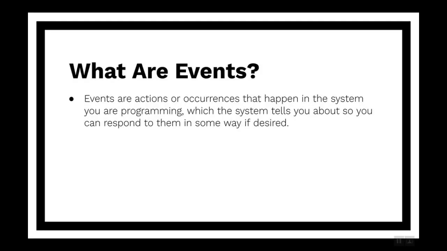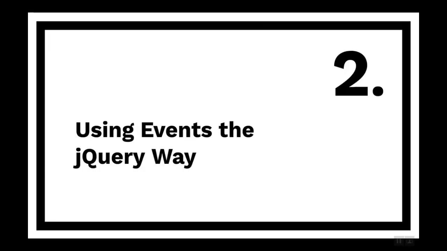So what are events? Events are actions or occurrences that happen in the system when you're programming, and the system tells you about it. For example, let's consider you're checking out on Amazon and you have filled in your card details, and when you select pay now, what happens within the system is an event is raised. That means the form has been submitted by the user, and based on that event, the system has to perform a certain number of steps. This is how events are used.